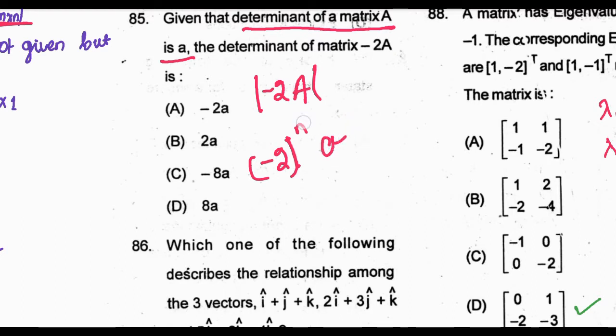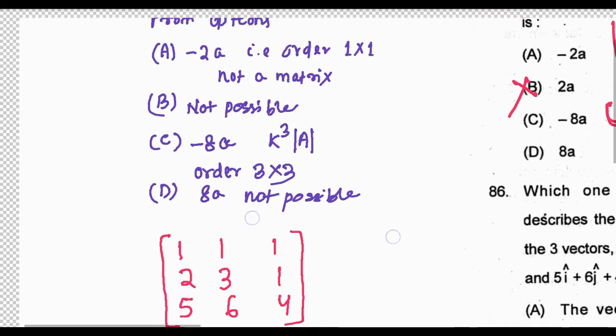2a means minus 2 has any integral power, so that we can get positive 2. Is there any value? There is no value, because if I put 1, it will be minus 2. If I put 2, then it will be plus 4, not plus 2. So this is not possible. Next, we will consider option D.